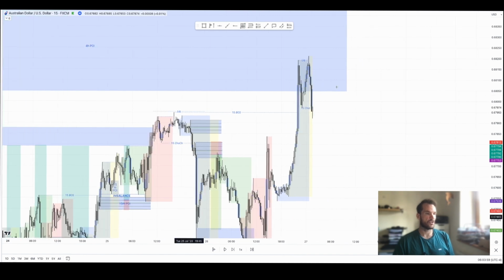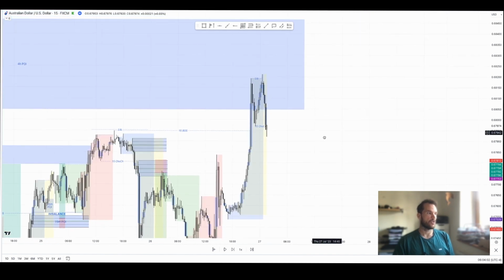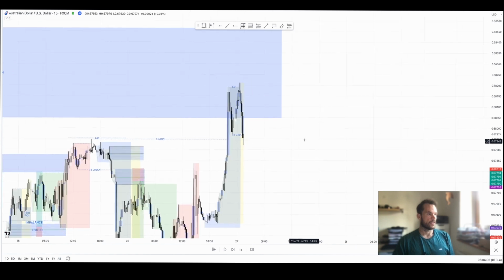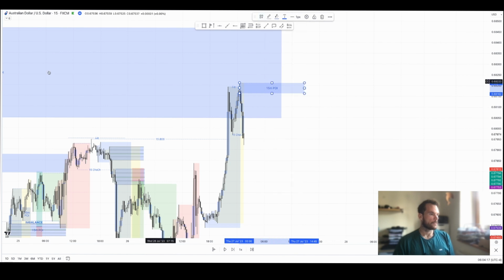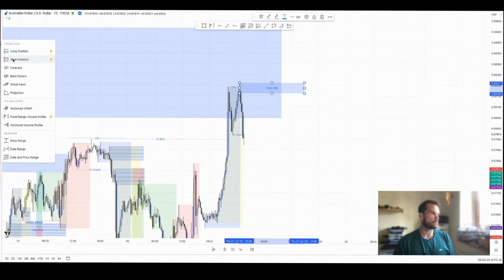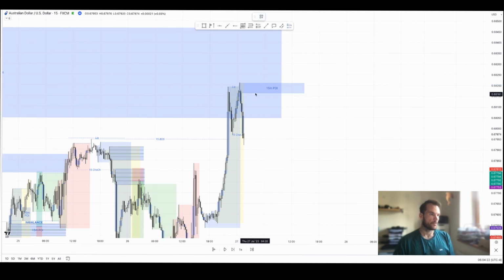Okay, we're bullish on the internal, but we know we're looking for shorts. Really nice point of interest put in on Asia. This could be the one. Let me see the size of this.